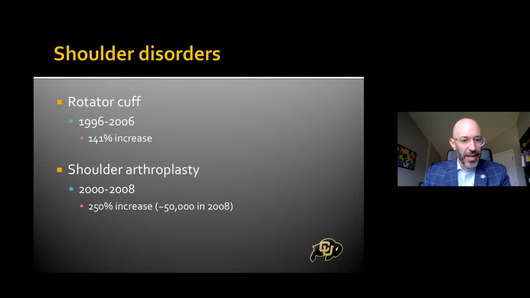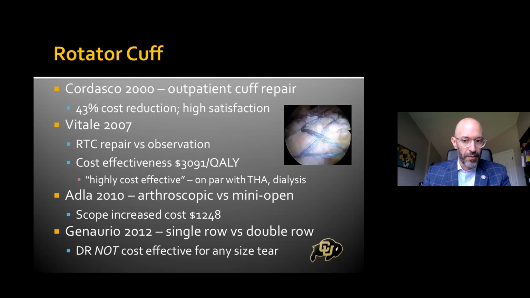Rotator cuff over a 10-year period of time has shown a 141% increase in treatment, and shoulder arthroplasty a 250% increase. So shoulder care in regards to value basis is critical. Cordasco showed that outpatient cuff repair showed a 43% cost reduction and high satisfaction. Cuff repair versus observation and Vitale surgery was highly cost effective, on par with many other standard medical treatments.